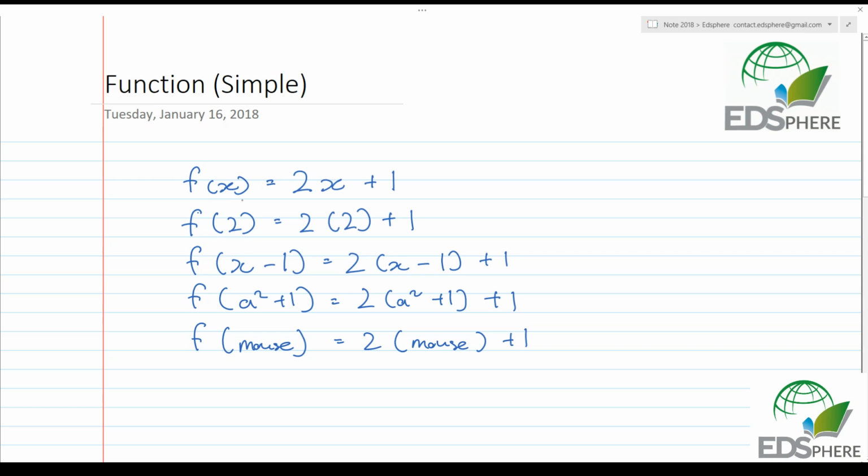Whatever you have as x, you substitute it in. If you have 2, you write 2. When you have x minus 1, you have x minus 1. When you have this, you have that. So it's actually quite simple.